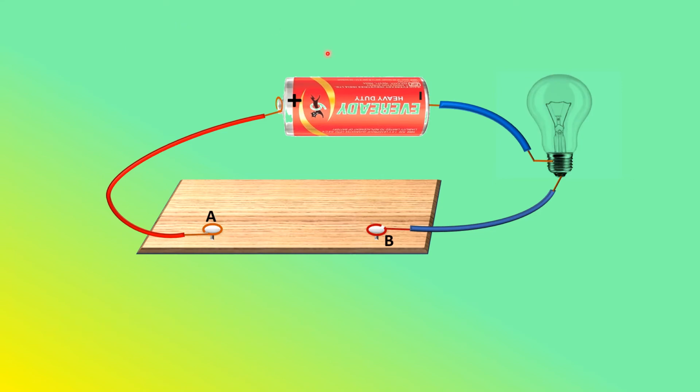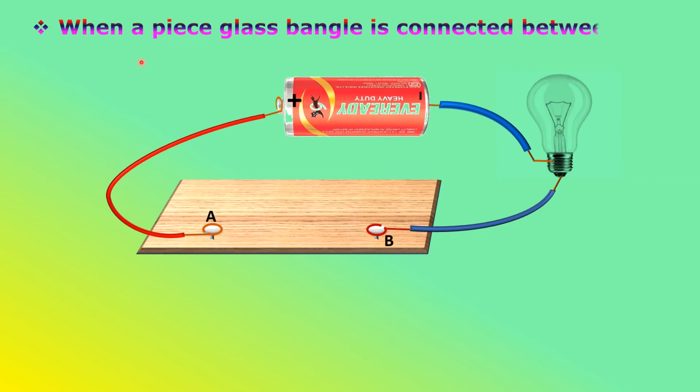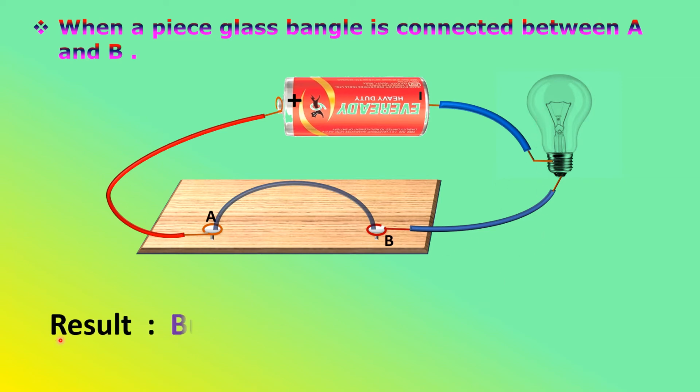Now I will connect a piece of glass bangle. Previously I connected a piece of metal bangle between the 2 points. Now I am connecting a piece of glass bangle between A and B. See here, this one is a glass bangle. Here the bulb is not glowing. The bulb not glowing means current is not flowing in the circuit. Hence the bulb is not glowing. The result is the bulb does not glow.